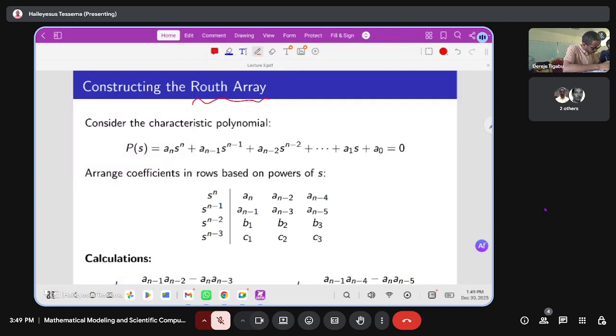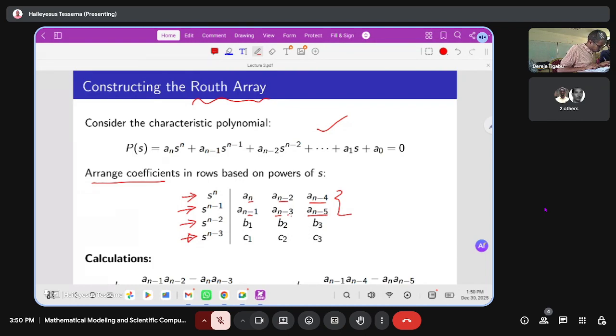So we have a characteristic polynomial obtained from the Jacobian, and we arrange the rows based on the powers of S. The S^n row is arranged as a_n, then a_(n-2), then a_(n-4), jumping by one. The next row is a_(n-1), then a_(n-3), then a_(n-5). So we arrange the characteristic polynomial in 2 rows.